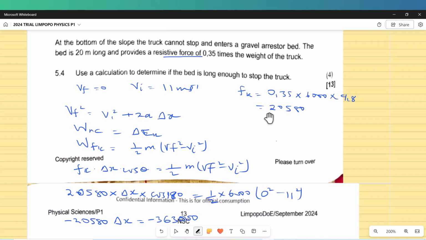So how do we find delta x? Our delta x, the stopping distance, equals negative 363000 divided by negative 20580. It gives me 17.64. Because 17.64 is less than 20, the arrestor bed will stop the truck. So the answer is yes, because the stopping distance is less than 20 meters.